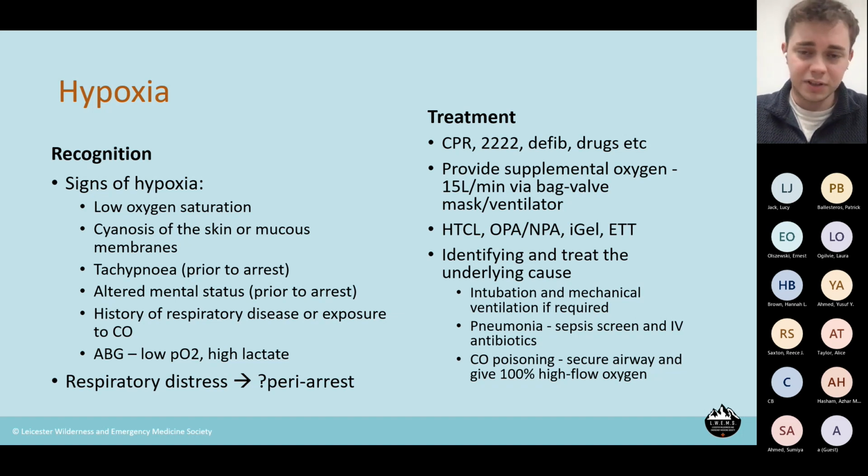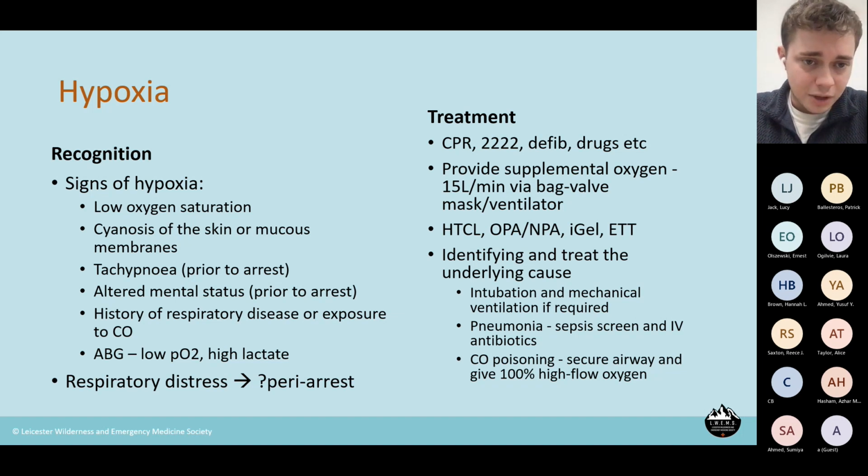You might also see signs of respiratory distress, so things like stridor, if they can't complete full sentences, if they've got a low peak flow, high respiratory rate, or a low respiratory rate if they're starting to become exhausted. Those can all be signs of respiratory distress that are potentially going to lead to a cardiac arrest.